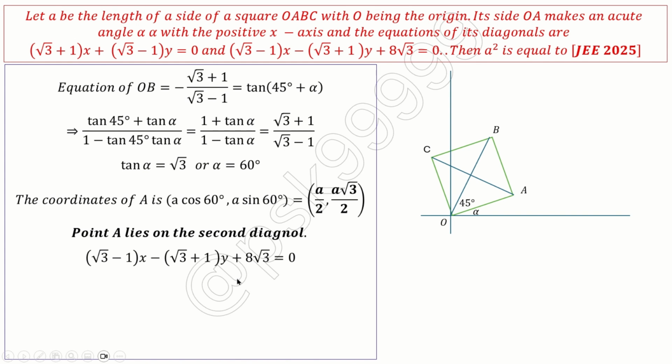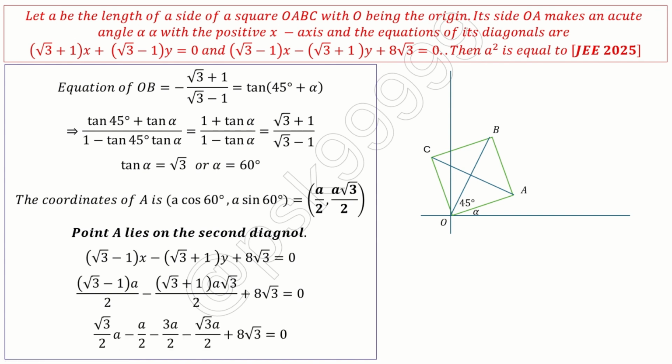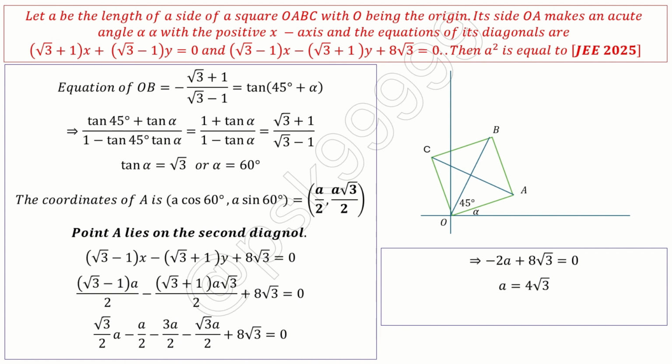So if I substitute, this is what I get: square root of 3 minus 1 into A by 2 minus square root of 3 plus 1 into A square root of 3 by 2 plus 8 square root of 3. If I simplify this one, I get the value of A. A is nothing but 4 square root of 3. So A square is what I am looking at. A square is nothing but 48. This is the answer. Okay, next.